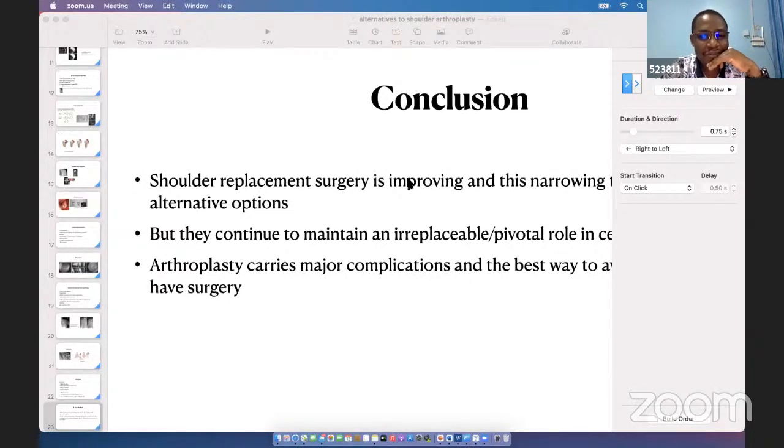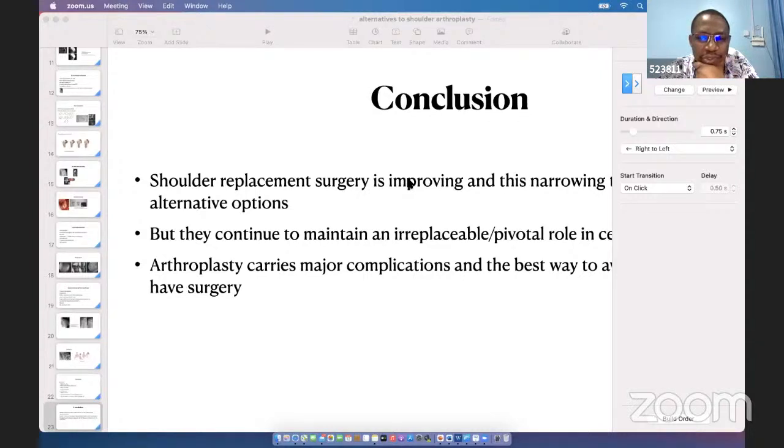In our hands, we've gotten a few of those. We've gotten a peri-prosthetic fracture. We've not gotten a glenoid loosening, but my colleague has gotten a glenoid loosening. So it is possible to get those ones. You also will get wear and tear.